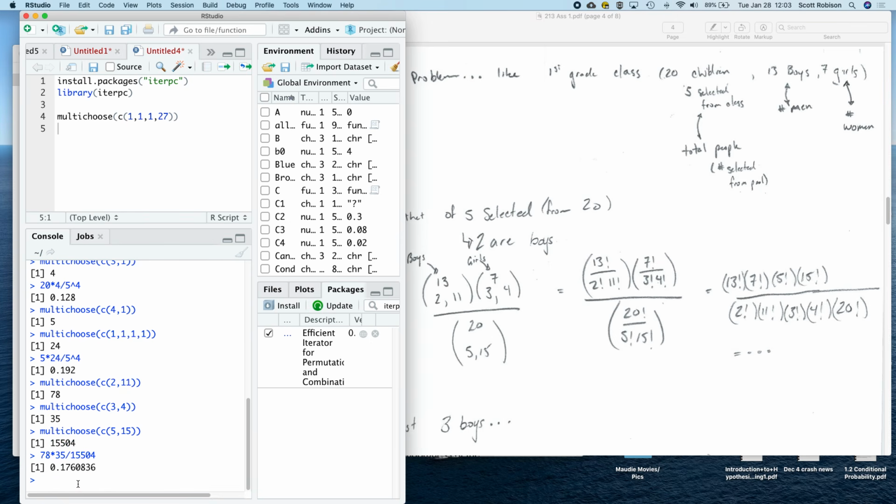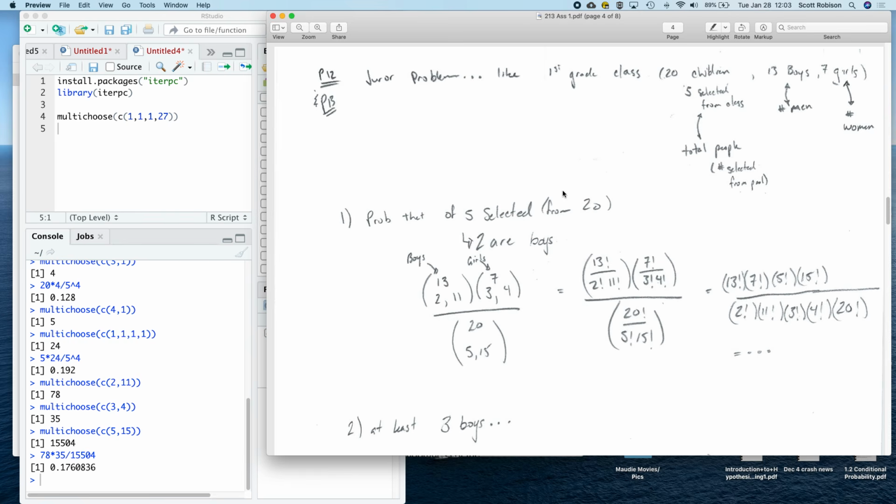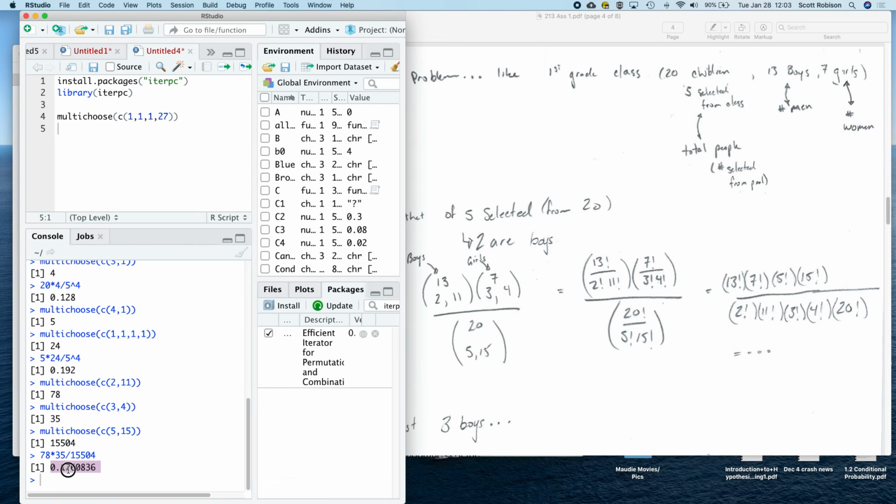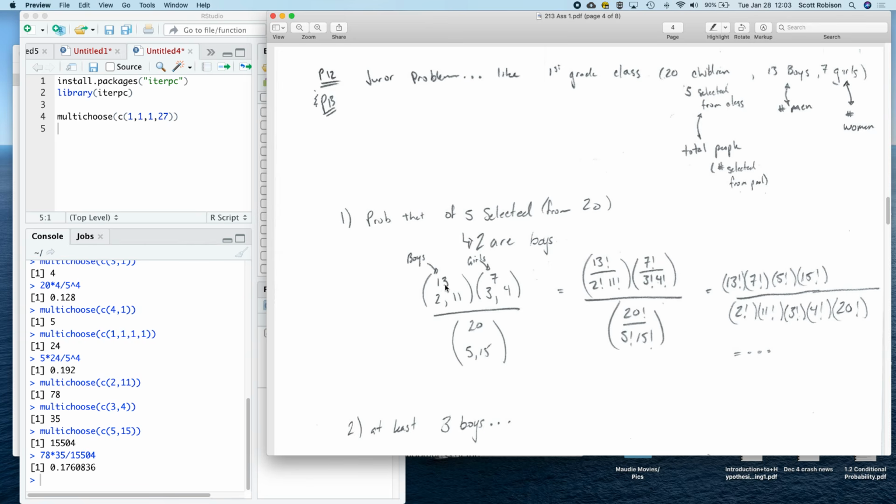Okay, so the probability that if there are 20 total students and you're going to select 5 of them, the probability that out of those 5, 2 of them would be boys, and therefore 3 of them would be girls, should be about 17.6%. Okay, the other way of doing this is instead of using the multi-coefficient calculator, you could just use the choose function.